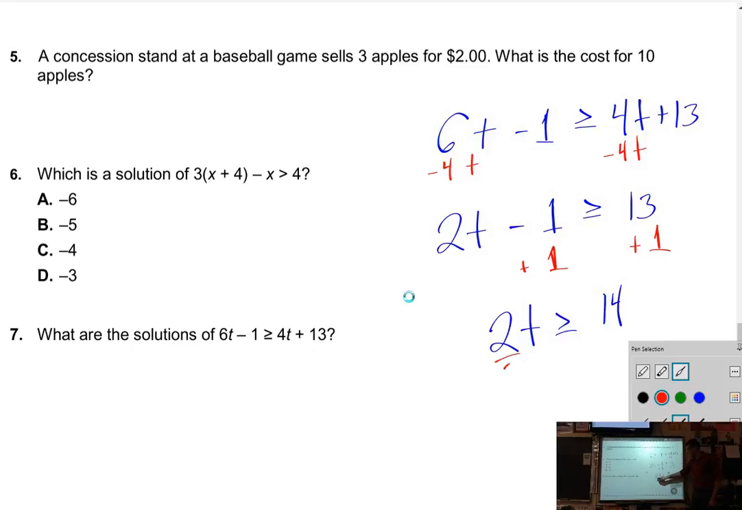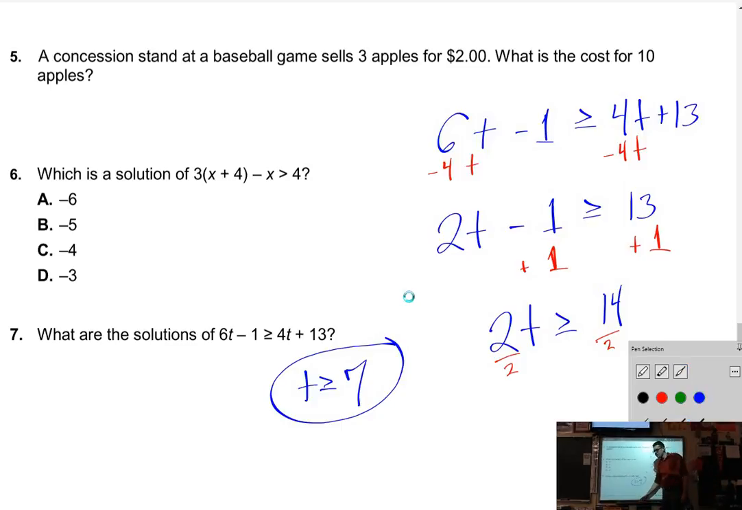I can isolate the t by dividing by 2. I'm going to bump over so that I'm not writing underneath of my little video screen. I get t is greater than or equal to a positive 7. Now let's hypothesize, what if I had solved that in a different way?